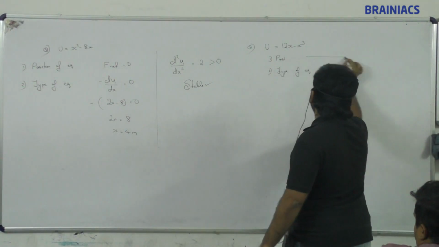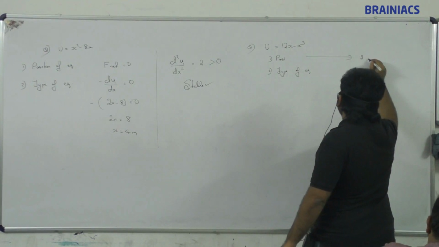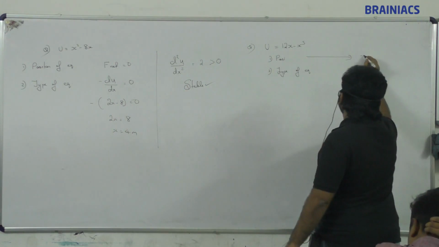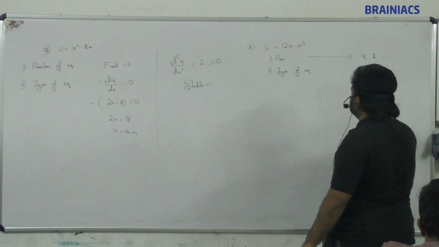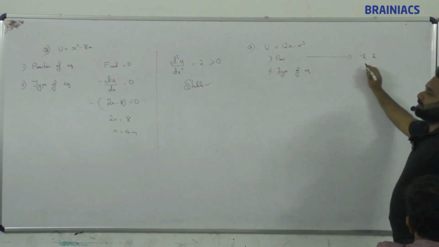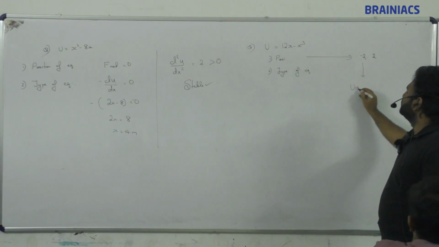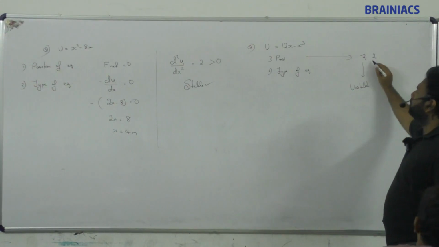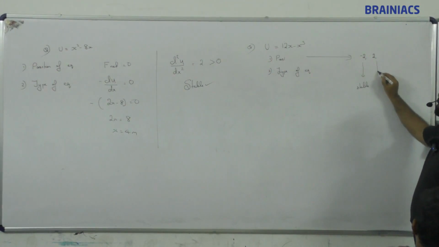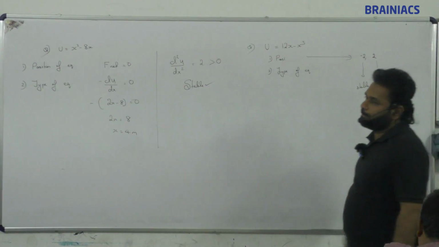So position is, what is the answer? 2. Then minus 2 and 2. Then which is unstable? Minus 2 is unstable. Minus 2 is stable. Then this is unstable. So this is the answer.